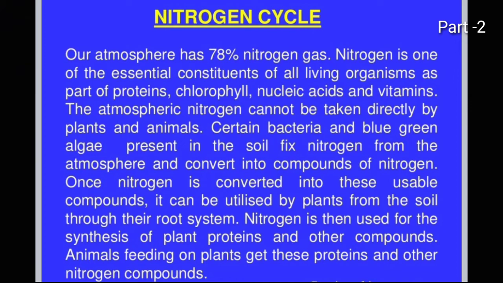Certain bacteria and blue-green algae are present in the soil. They will fix the nitrogen from the atmosphere and convert it into compounds of nitrogen. Once the nitrogen is converted into these usable compounds, it can be utilized by plants from the soil through their root system, because the root system is present within the soil. Nitrogen is then used for the synthesis of plant proteins and other compounds. Animals feeding on these plants get these proteins and other nitrogen compounds.